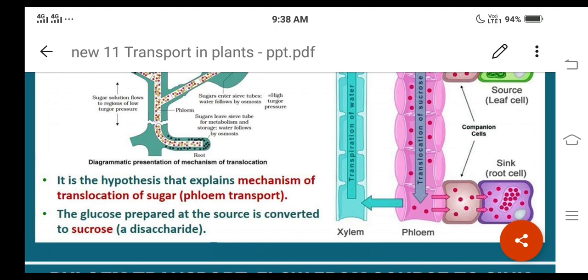Where is the sugar produced? Say for example glucose, which is the end product of photosynthesis. It is prepared at the source, say for example leaf cells, and is converted into sucrose. Whatever glucose is produced will be converted into sucrose. Sucrose is a disaccharide, right?